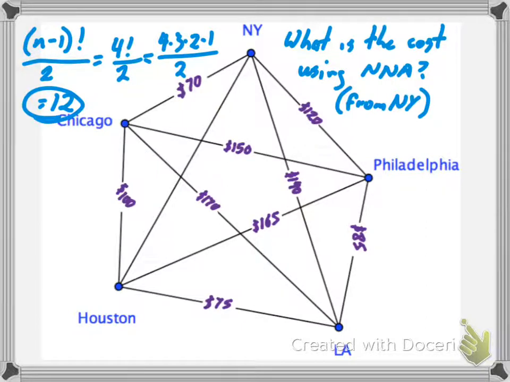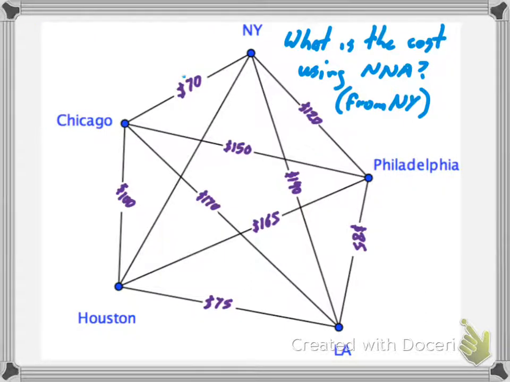Now, what is the cost using the nearest neighbor algorithm? I'm not sure if this is the most efficient, but here's the nearest neighbor algorithm. Sorry, I started in New York. I'm going to Chicago. That's 70, which is cheaper than 100 or 170 or 150, so that's what I'm going to do. And then Chicago to Houston. And then Houston to LA. These are my cheapest alternatives. I'm not using any of these inside ones because they seemed a little more expensive.